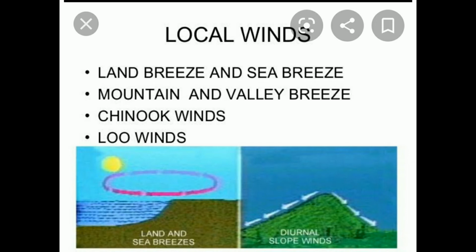And if you see in your textbook on page number 44, you can see the winds. The picture is also there. So hot local winds are Chinook and Lu, and cold local winds are Mistral, Puna and Pampero. These will be blowing in different regions.